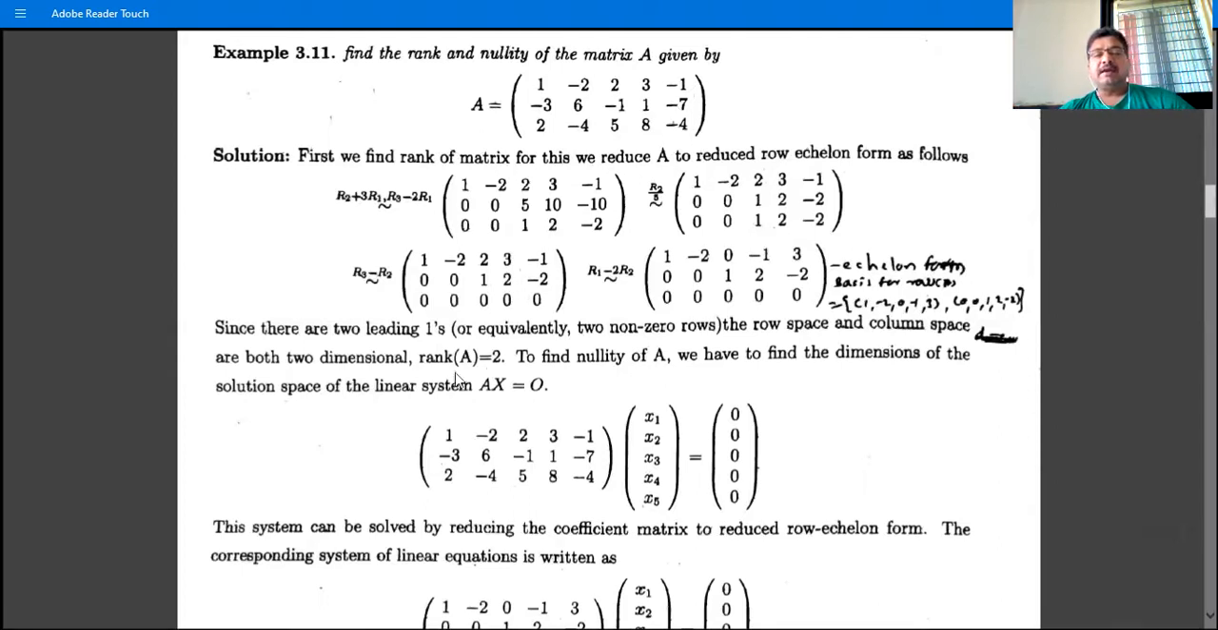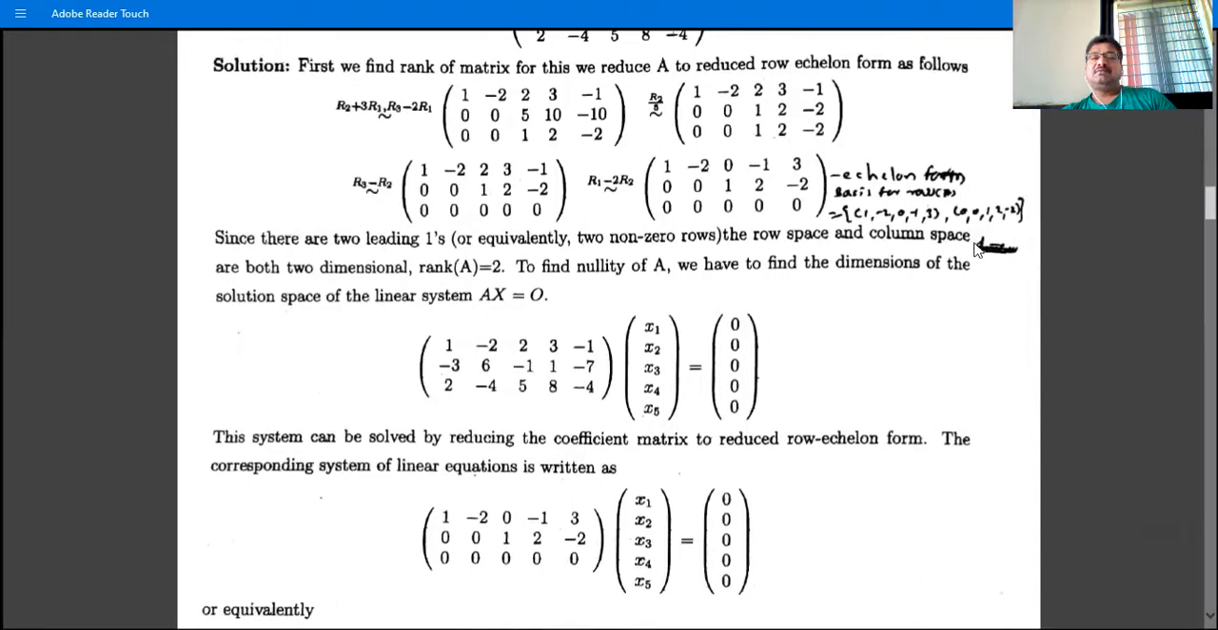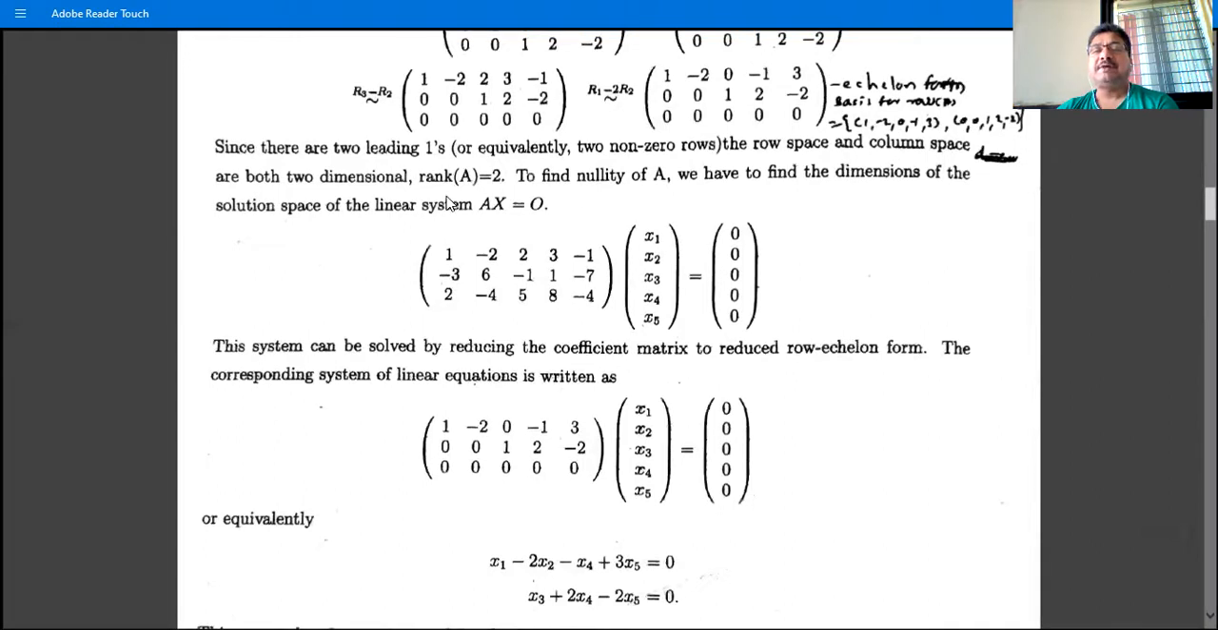So in order to find that the rank of A is 2, we have to find the basis for either row space or column space, one of them. So write either the basis for column space or row space. No need to write both bases.